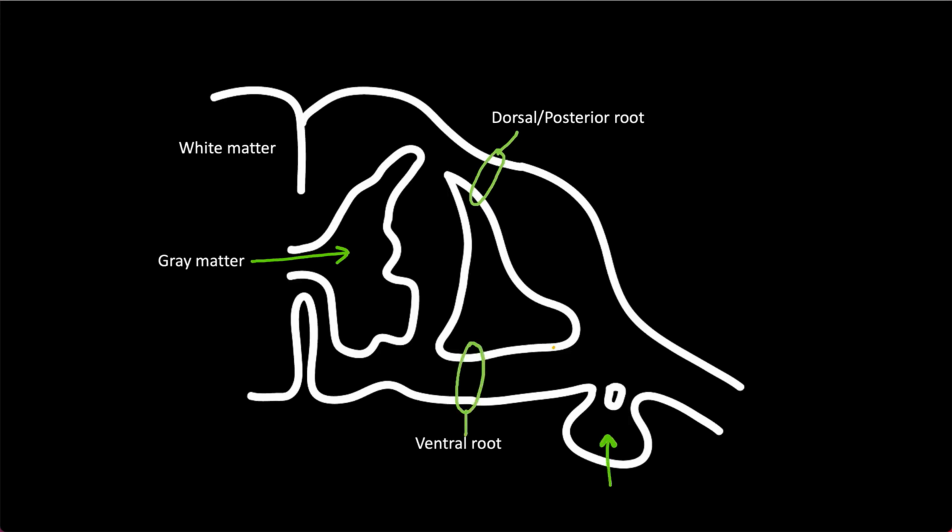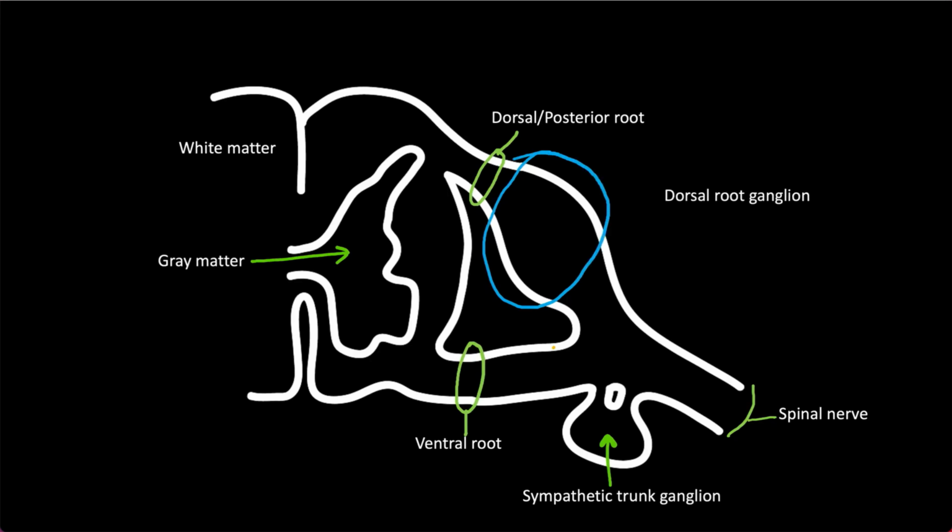What is this structure? This is a ganglion, and we call it the sympathetic trunk ganglion, and it is used for my sympathetic fibers. Why do we need sympathetic fibers? To control the smooth muscles. And then we are looking at a spinal nerve. Now, what is this part which has been swollen in the dorsal root? This swollen part we call the dorsal root ganglion. Why is it swollen? We'll see it in an upcoming slide.